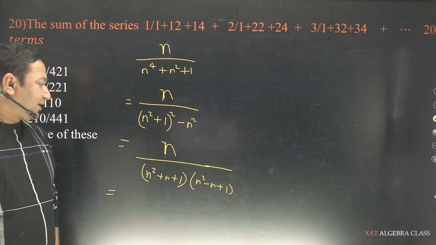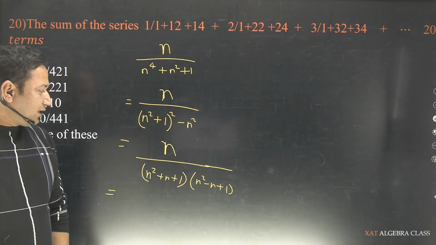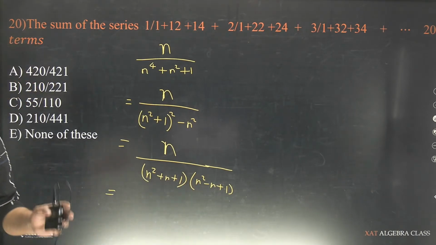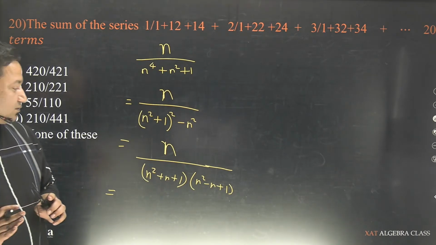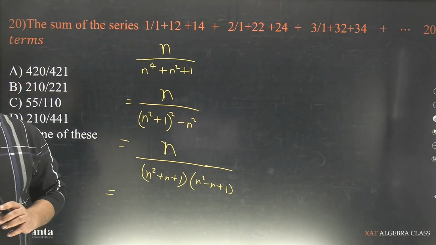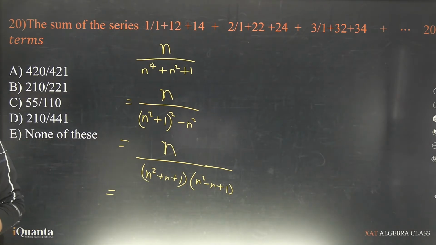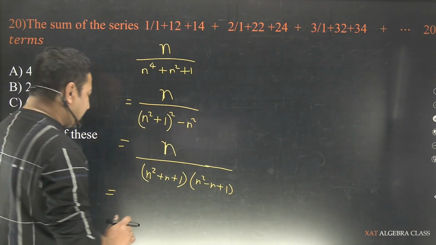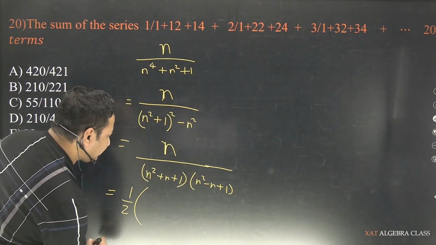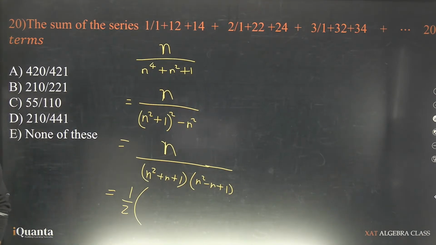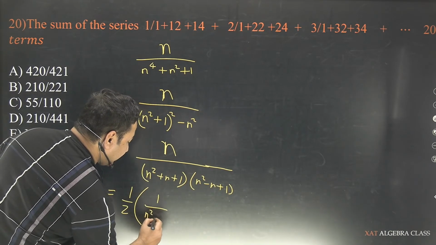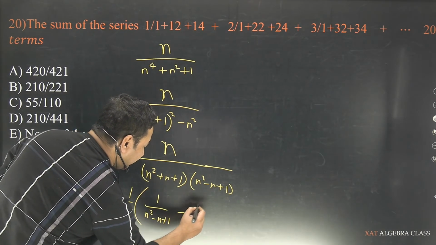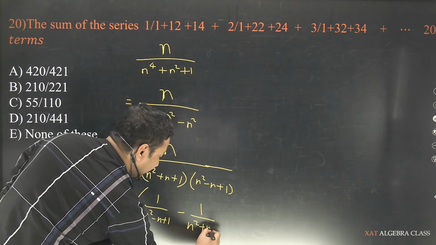कुछ और कर सकते हैं क्या? Okay. Tell me something. What is the difference between these two brackets? It's 2n, right? It's 2n, isn't it? Whenever we have something like this, I can take 2 common, and inside the bracket I'll be having 1 upon n square minus n plus 1 minus 1 upon n square plus n plus 1.